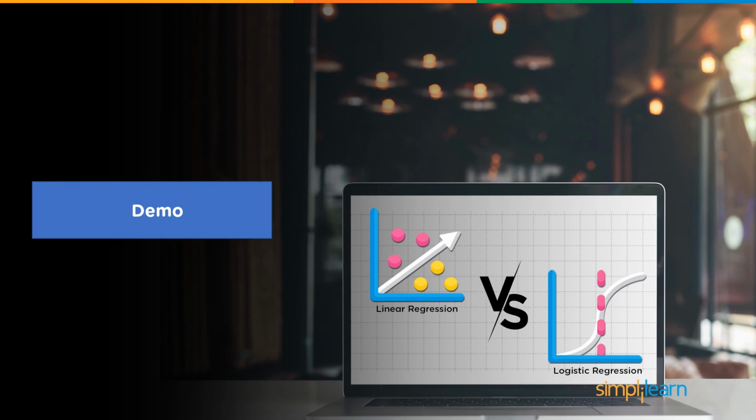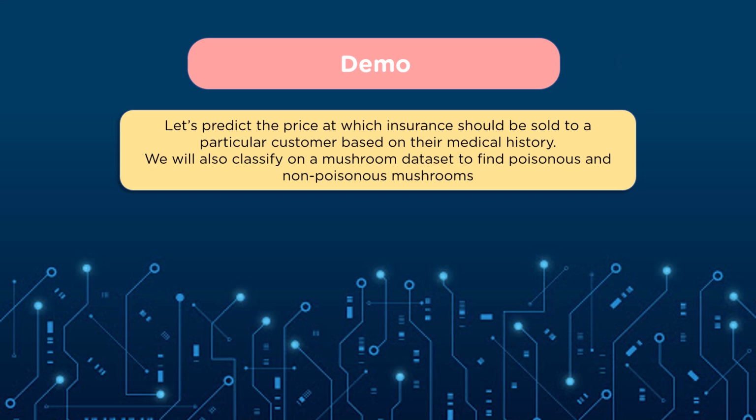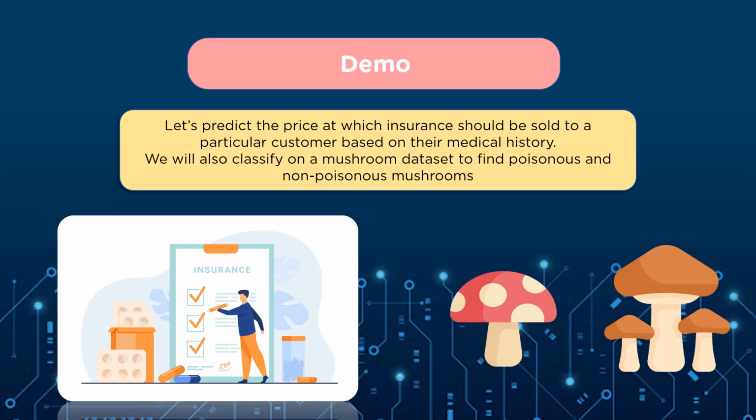So let's do a demo so you can get a picture of what this looks like in Python code. Let's predict the price at which insurance should be sold to a particular customer based on their medical history. We will also classify on a mushroom dataset to find the poisonous and non-poisonous mushrooms. When you look at these two datasets, in the first one we're looking at the price, so the price is a number. So let's predict the price at which the insurance should be sold. And in the second one, we're looking at whether it's poisonous or not poisonous.